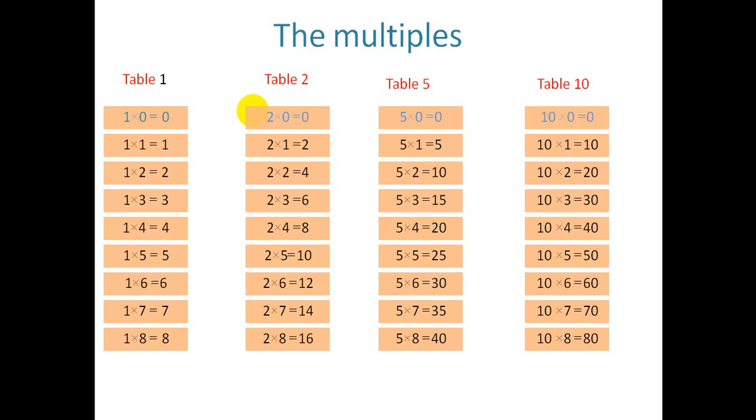Okay, jump to table 5. 5 times 0 equals 0. I get another 0 in table 5, and so on. Table 10. 10 times 0 equals 0. Any table in the world starts from this number times 0 equals 0. Like table 100. I get 100 times 0 equals 0. So 0 is always a multiple of all the numbers. Okay?